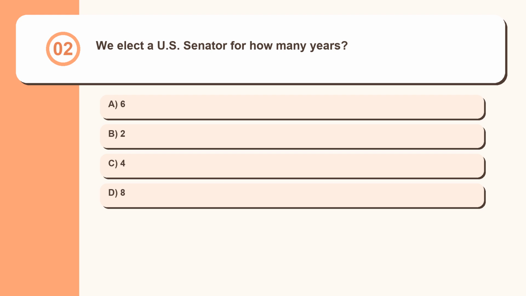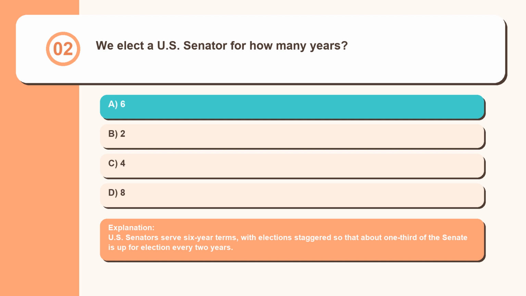Question 2. We elect a U.S. Senator for how many years? 6, 2, 4, 8. U.S. Senators serve 6-year terms, with elections staggered so that about 1/3 of the Senate is up for election every 2 years.